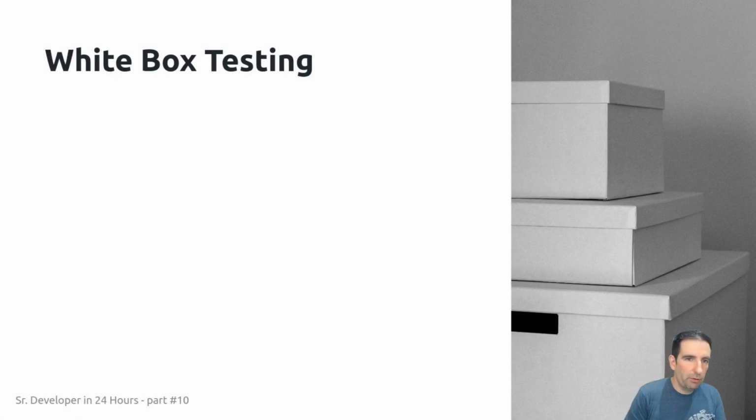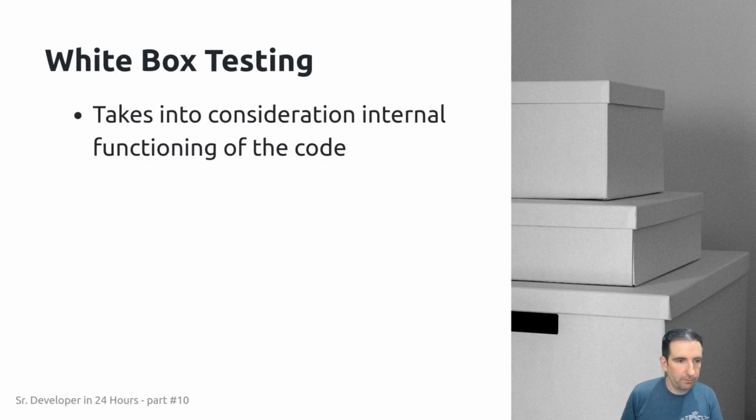Okay, now let's go ahead and talk about white box testing, which is the counterpart to black box testing. So when we're doing white box testing, we are taking into consideration the internal functioning of the code. We care about the internal state, we care about the values of intermediate variables that we use inside of our code.